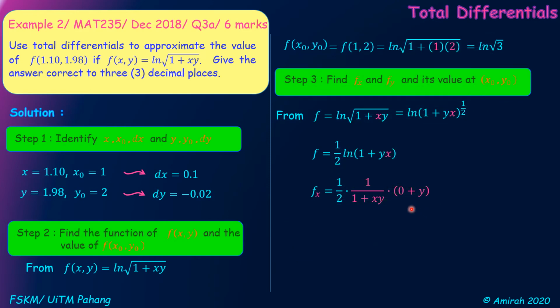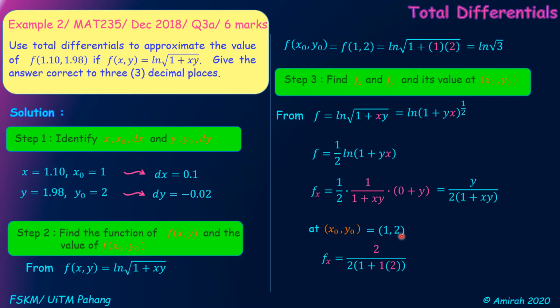Right. After that, we simplify. So we get y over 2 and then times 1 plus xy. Then we can find the value of fx at x naught, y naught. Okay, our x naught equals 1 and y naught equals 2. Then we find fx. Okay, fx equals y over 2.